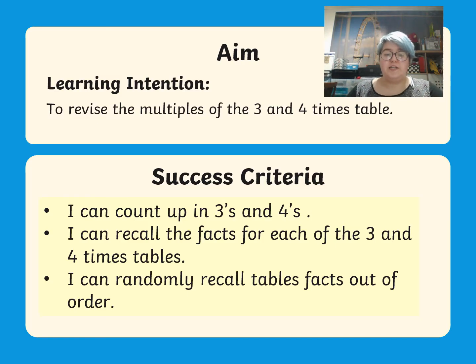Our learning intention for today is to revise the multiples of the 3 and 4 times table. So the success criteria: I can count up in 3s and 4s. I can recall the facts for each of the 3 and the 4 times tables. That's the things that help us remember them. And I can randomly recall tables facts out of order. So that's when we get random questions like when we play All Around the World or when we play Buzz. Okay, so let's get on and see what we've got today.